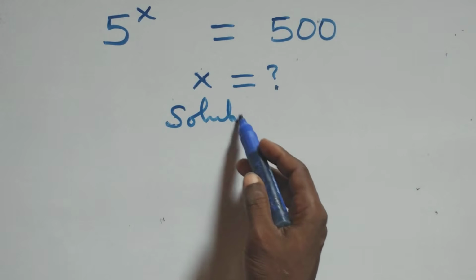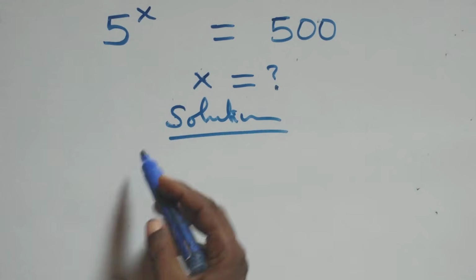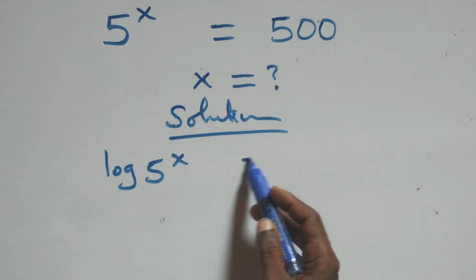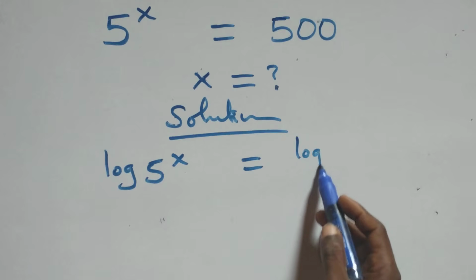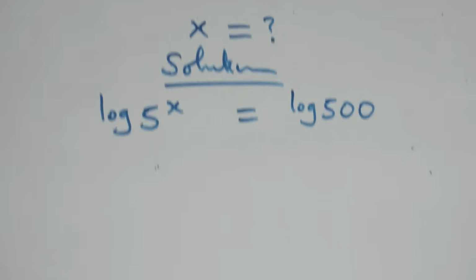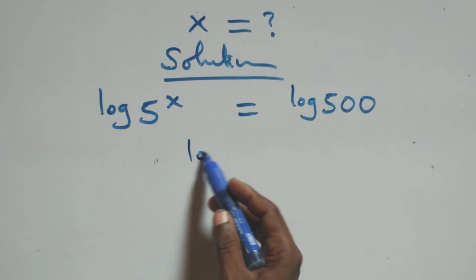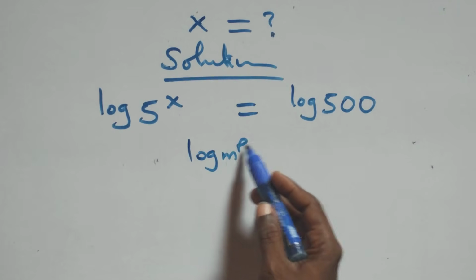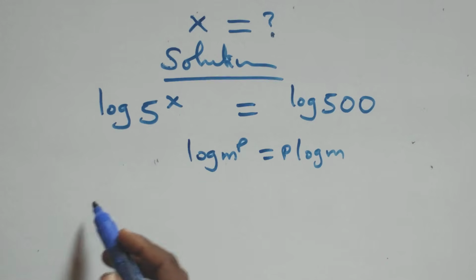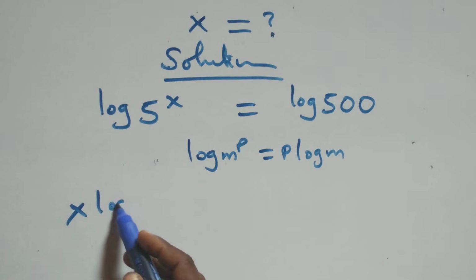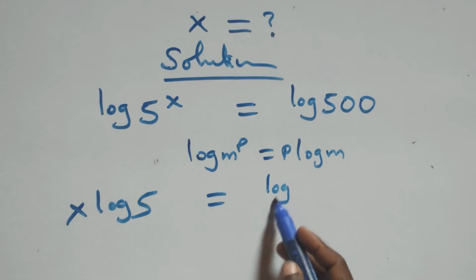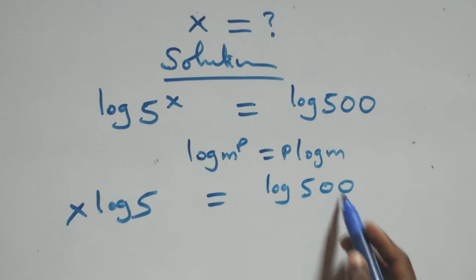Solution from here. We take the log on both sides. That is, we have log 5 raised to power x equals log 500 on this side. Then we apply the power law of logarithm. When we have log n raised to power p, it is the same thing as p log n. That is, here we have x log 5 equals log 500 on this side.